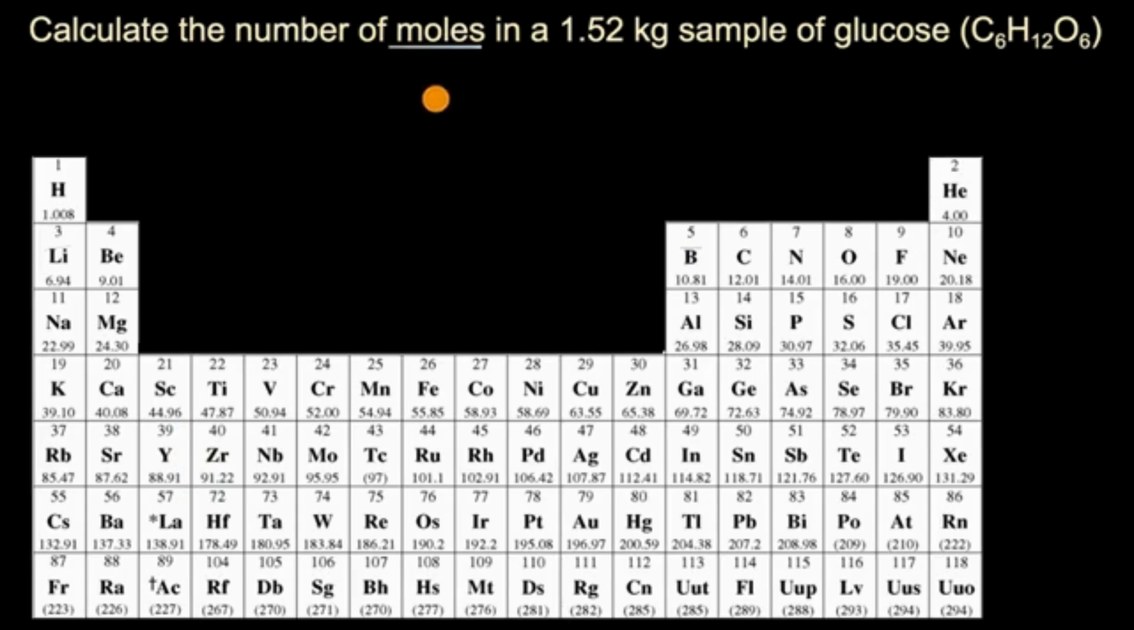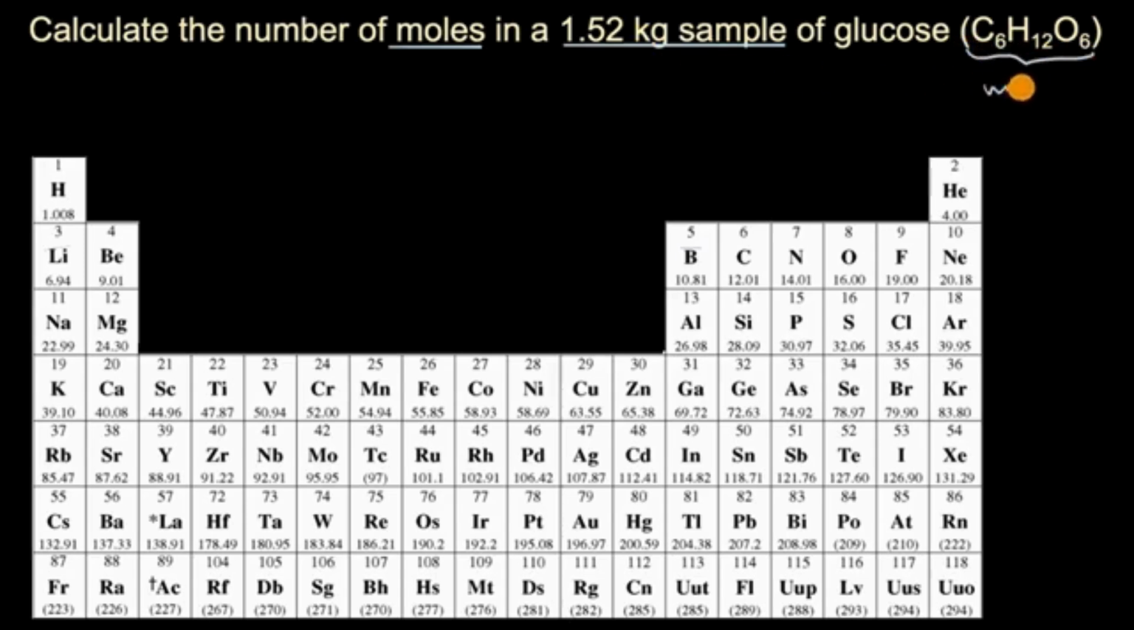Alright, now if we're trying to figure out the number of moles, remember, a mole is really a quantity of something. If I said a dozen of something, you'd say, oh, that's 12 of that thing. If I say a mole of something, I'm saying that's Avogadro's number of that thing. And so we have a 1.52 kilogram sample of glucose. So if we can figure out the mass per mole, or another way to think about it, the molar mass of glucose, well, then we just divide the mass of our sample by the mass per mole, and we'll know how many moles we have.